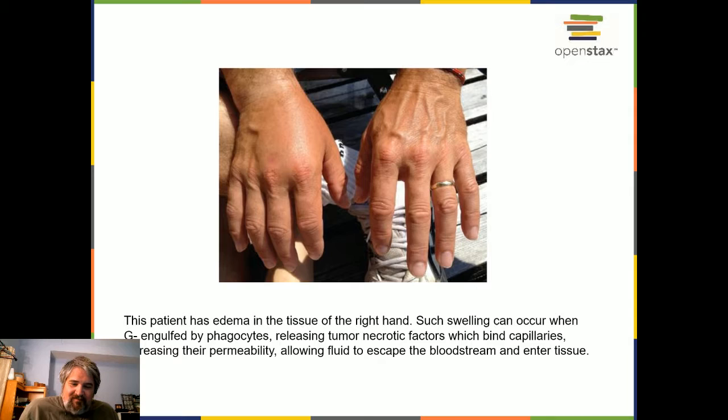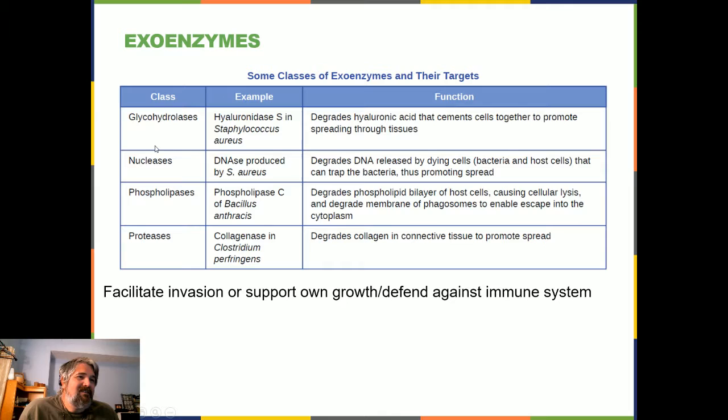Exoenzymes. Here are some classes and their targets. So our glycohydrolases, these degrade hyaluronic acid that cements cells together to promote the spreading through tissues.